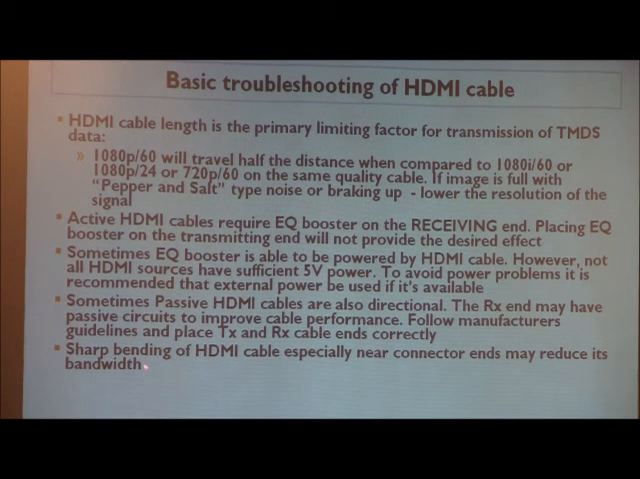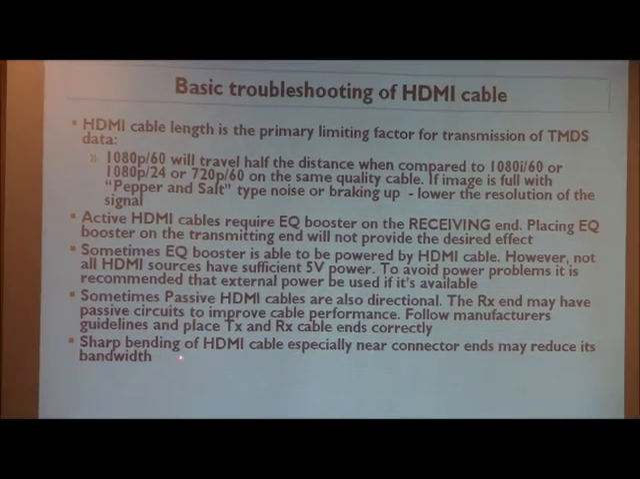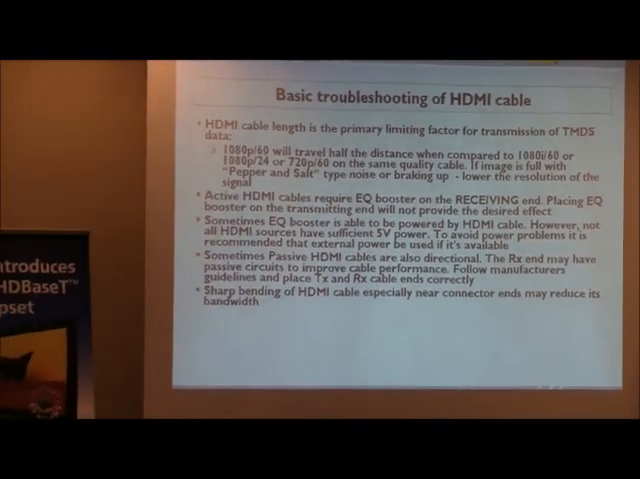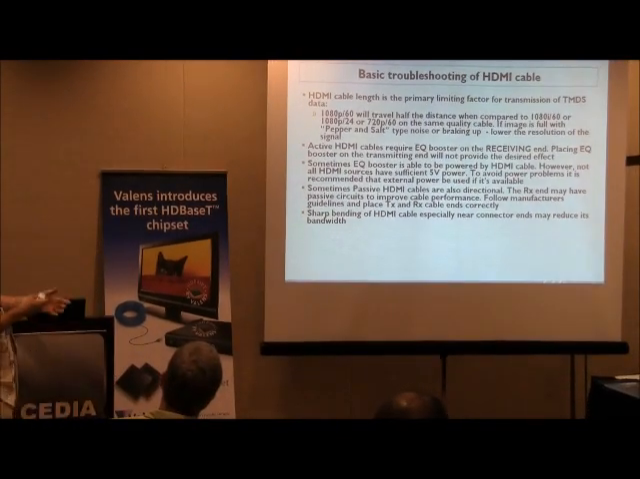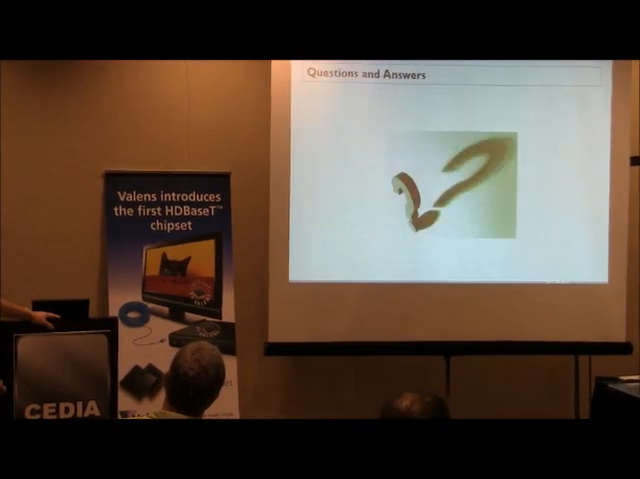Also, sharp bending of an HDMI cable or Cat5 cable is a problem, because it introduces a nonlinear change in the twisted pair and may affect the bandwidth of the cable.